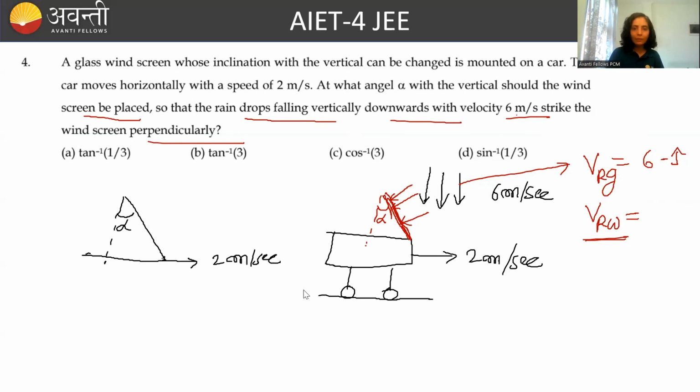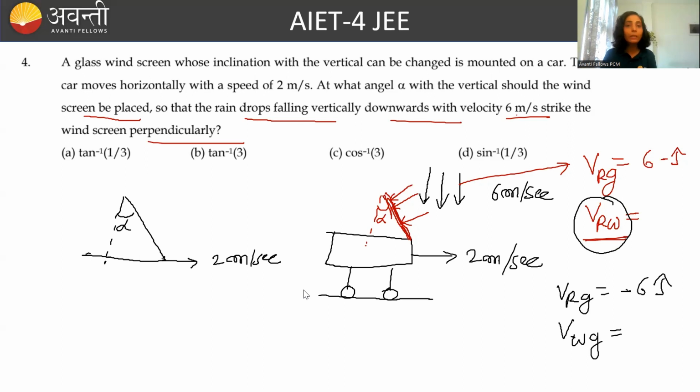Now we have to calculate VRW, velocity of rain with respect to wind shield. How will we find it out? Just write two things here. First thing, VRG, that is equal to minus 6 j cap, and write velocity of wind shield with respect to the ground. That is velocity of car with respect to the ground. And this will be equal to how much? This will be equal to 2 meter per second, in the i cap direction, because this direction I have taken as i cap.